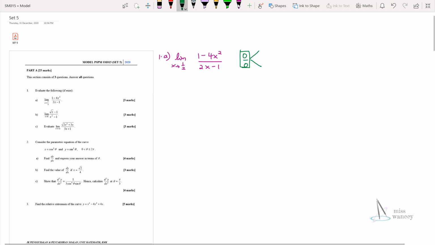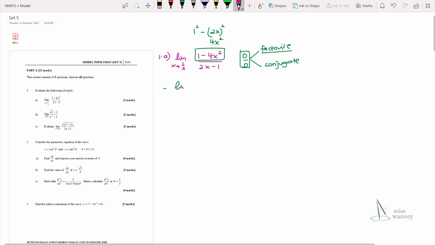So I can either factorize them or I can multiply with the conjugate. Do remember, the aim is to cancel out the term that gives us 0 over 0, so we no longer have 0 over 0. I don't see anything with a square root, so I'm going to factorize. Referring to our numerator, 4x squared is actually 2x squared, so we have 1 squared minus 2x squared. I'm going to factorize them.